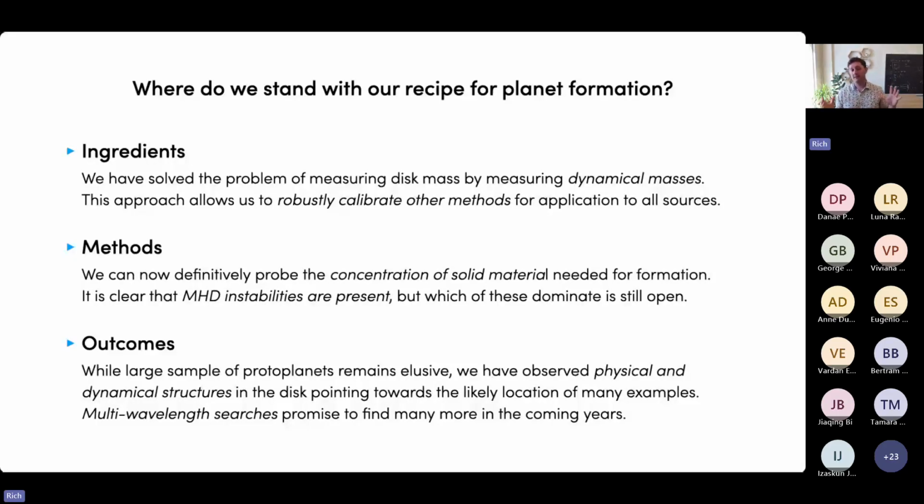We can see that all the disks are incredibly dynamic. We can see that creating pressure perturbations, which are indeed trapping dust. But it's not clear at the moment what the specific instabilities are that are driving this. I think there's a lot of work to do there and try and make sense of the structures that we're seeing.